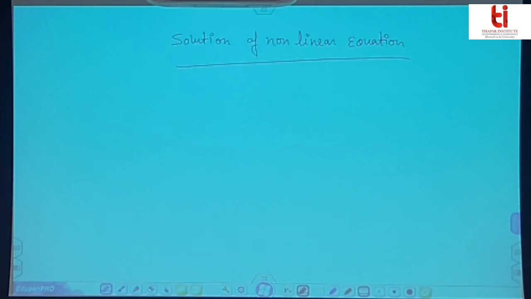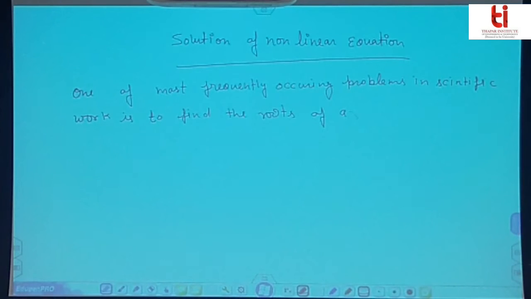So, in this lecture, we'll start a new topic, that is solution of nonlinear equations. One of the most frequently occurring problems in scientific work is to find the root of an equation of the form f of x equal to 0.